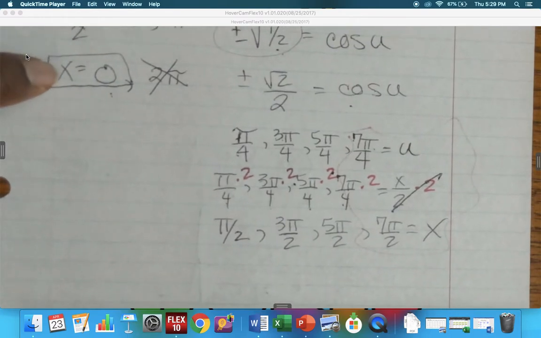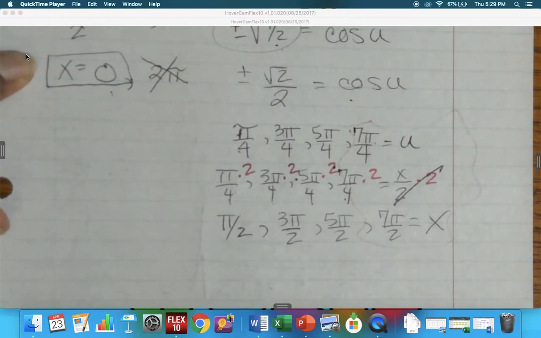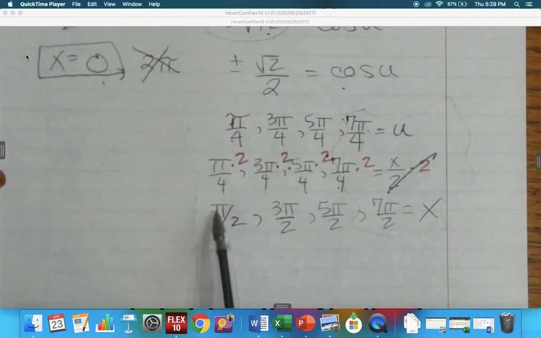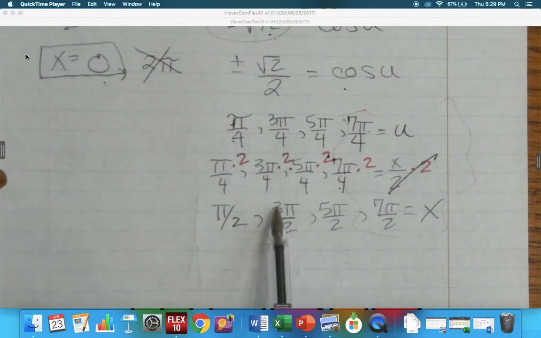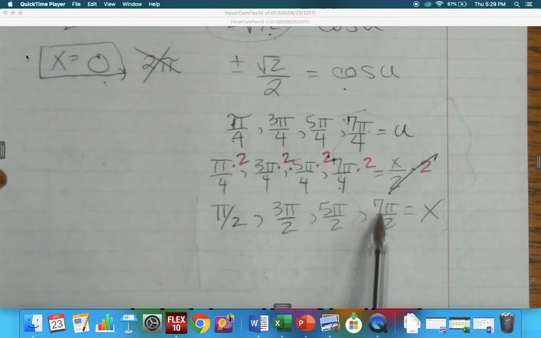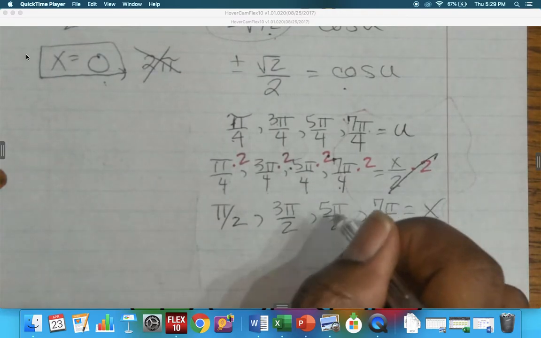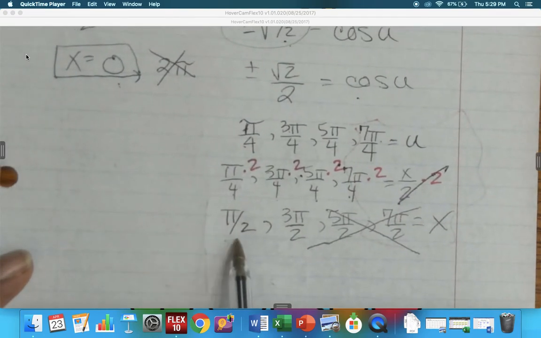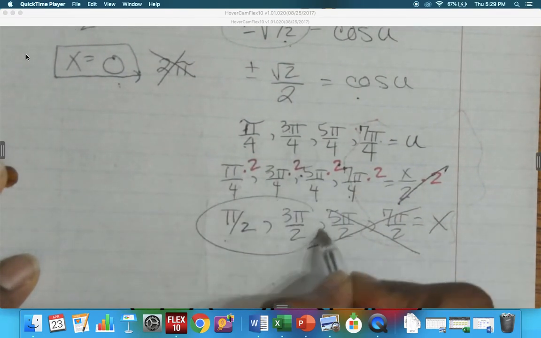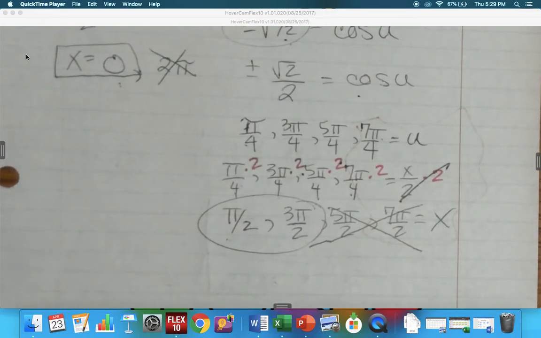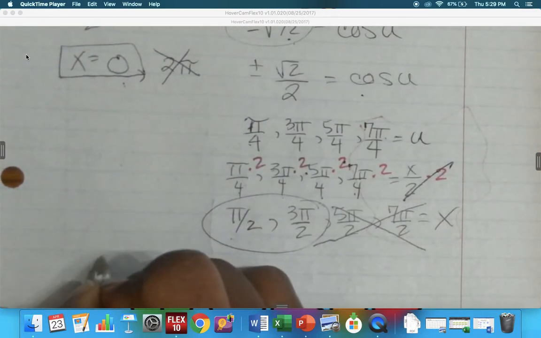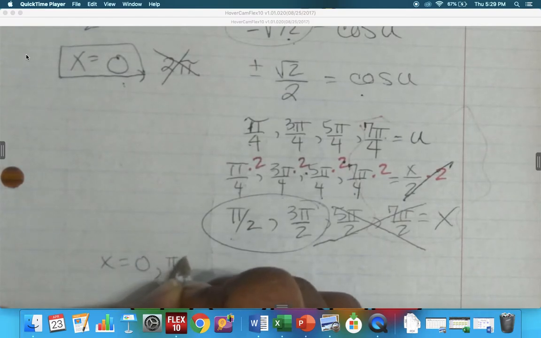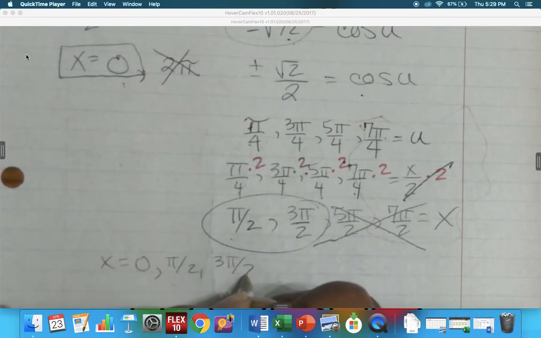And again, just like I had a couple answers here, but I had to eliminate the numbers that were out of my range, I need numbers between 0 and 2 pi. So this is a half pi, 1.5 pi, so those are good, but this is 2.5 pi. That's over 2 pi. This is 3.5 pi. That's over 2 pi. So these guys are not in my range of answers. So the only answers I'm getting from here are pi over 2, 3 pi over 2. These are my 3 possibles. X could be 0, could be pi halves, could be 3 pi halves.